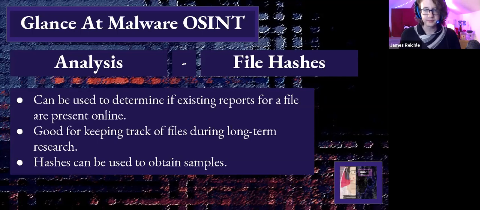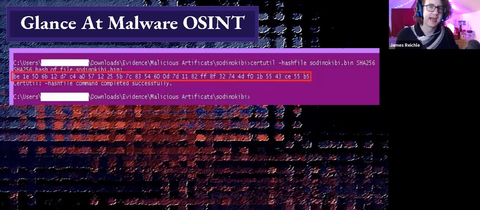So really quickly, when I did this example, I happened to be in my Windows environment, and as you'll see throughout this talk, I like to color my windows depending upon my mood. So I was in a purple mood on this particular day, apparently. And you can actually use CertUtil in Windows to take hashes of files. So I just ran CertUtil on this sodinokibi.bin file, which is a sample from the Sodinokibi ransomware family. And I put a box around the part there that's the actual hash.